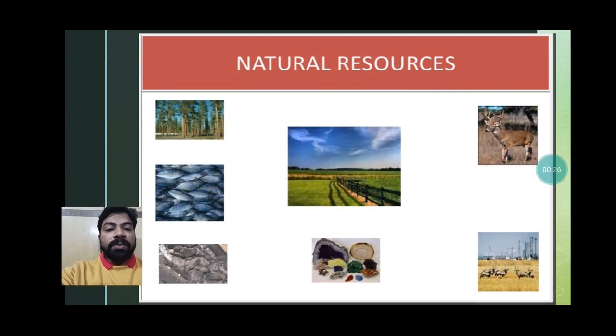When we talk about resource, anything which is available in our surrounding satisfying the human needs is called a resource. It must be technologically accessible, culturally acceptable, and economically feasible. So you can see here natural resources. Some of the natural resources are just shown in this picture.